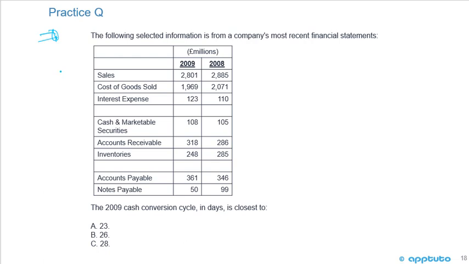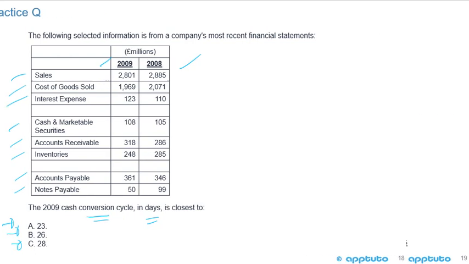So the following selected information is from a company's most recent financial statements. I won't read through all the numbers, but you've got 2008, 2009, sales, cost of goods sold, interest expense, and then you've got some balance sheet data: cash and marketable securities, some accounts receivable, some inventories, accounts payable, and notes payable. They're giving you 2 years of data because in some cases for balance sheet items, we need to use the average. So in this one, it's saying the 2009 cash conversion cycle in days is closest to A, 23 days, B, 26 days, or C, 28 days.